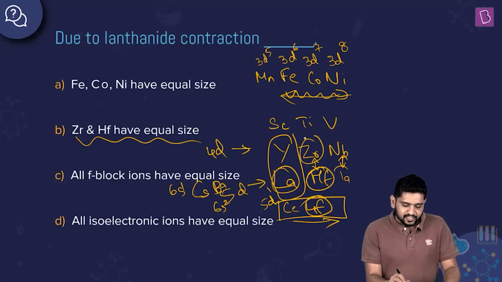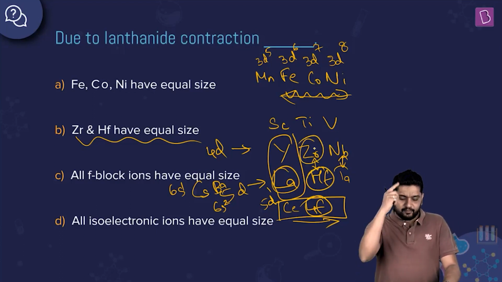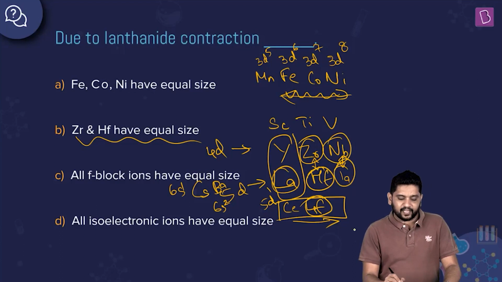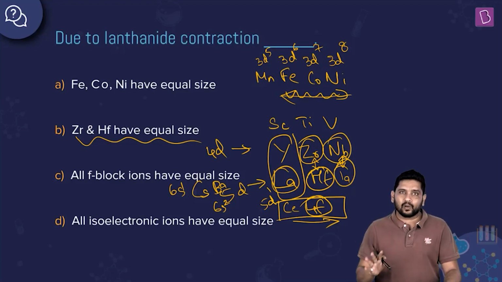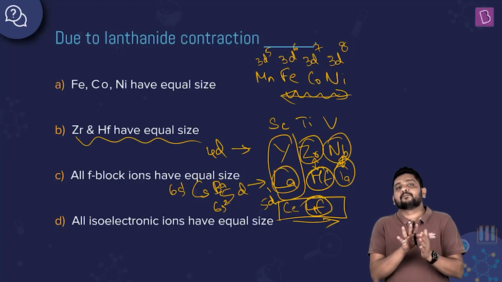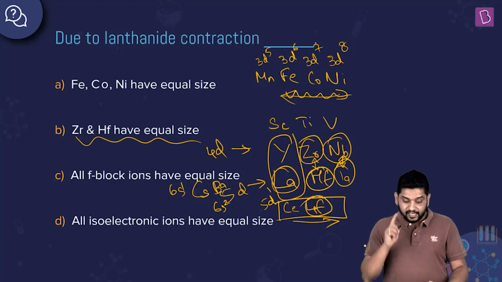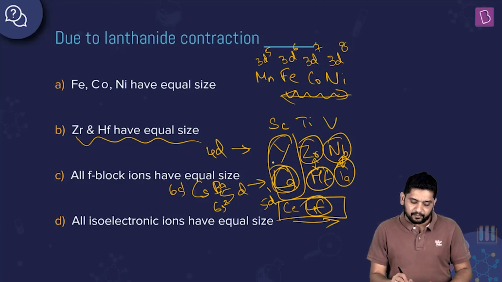So what we see here is that zirconium and hafnium, when I'm looking at these two elements, end up having almost the same size. Similarly, niobium and tantalum also end up having almost the same size. The reason is the contraction in size that happened across your 4f series. Do you see why lanthanum and yttrium don't follow this?